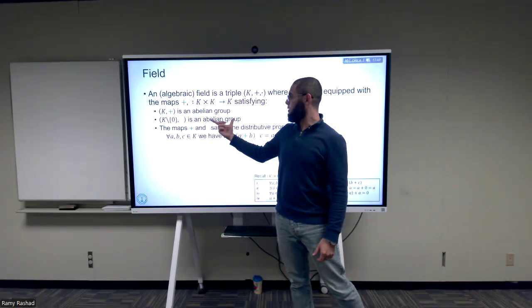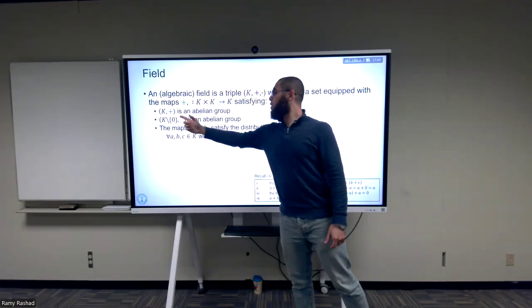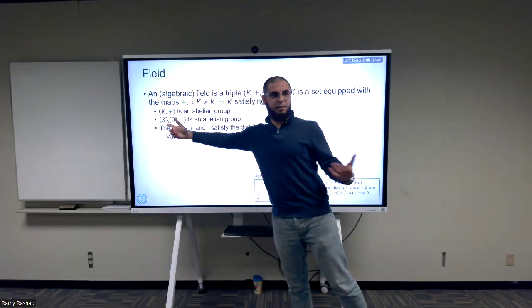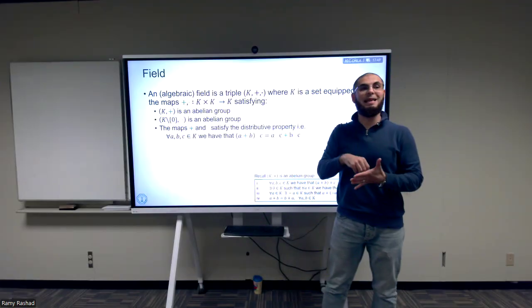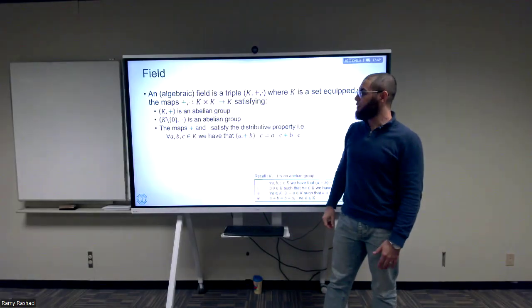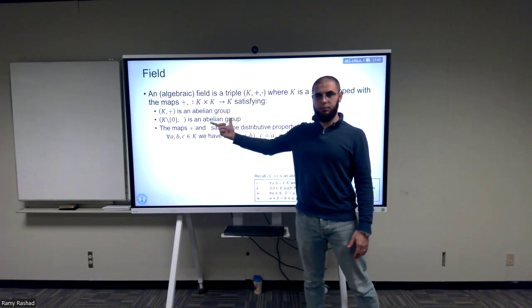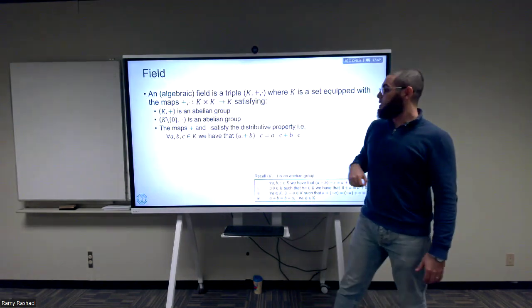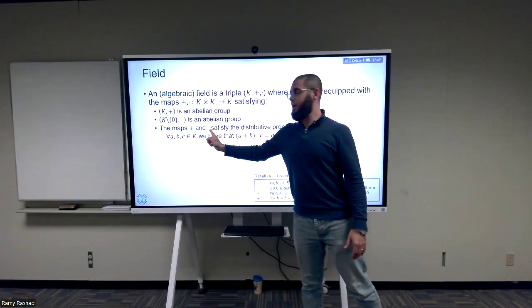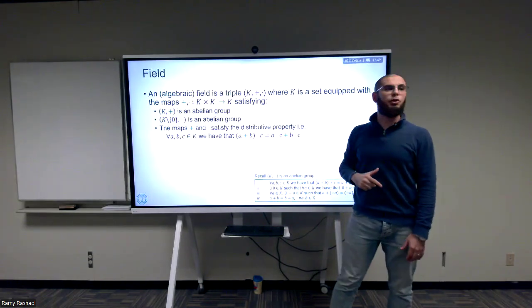Another condition that I need to satisfy is that when I have the set K, and I exclude from it the 0 element, I get an abelian group. The two maps, plus and the multiplication, satisfy the distributive property.